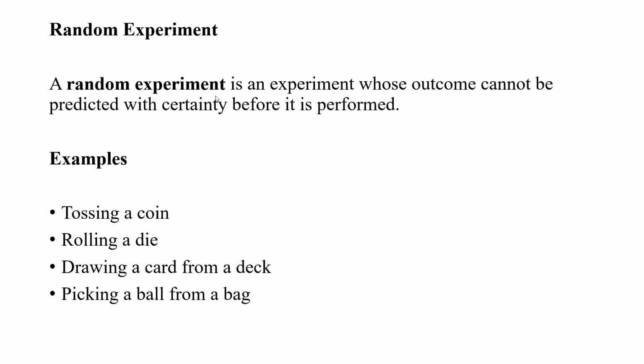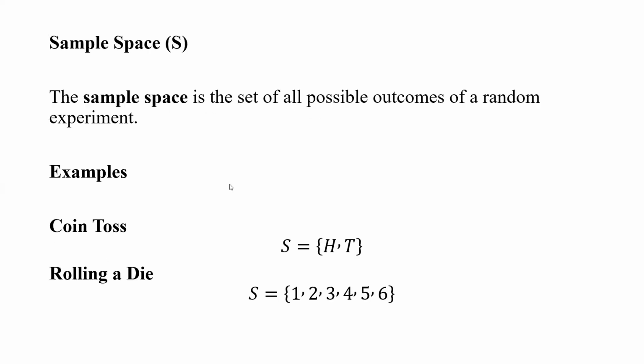Next, what is a random experiment? A random experiment is an experiment whose outcome cannot be predicted with certainty before it is performed. For example, tossing a coin, rolling a die, drawing a card from a deck, picking a ball from a bag, or anything we can take. First example, a coin toss. We can take one coin; here just head and tail.